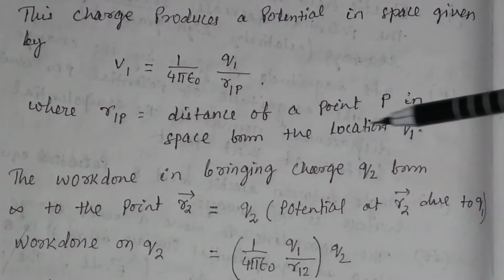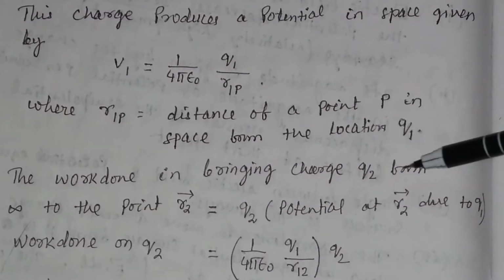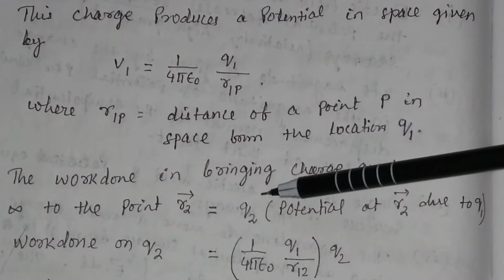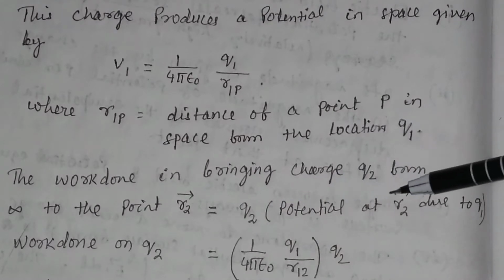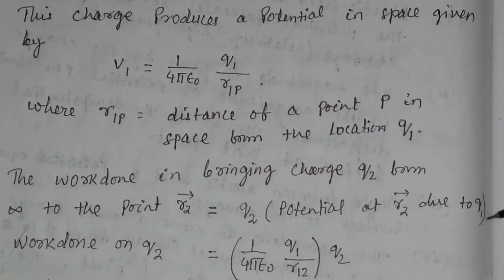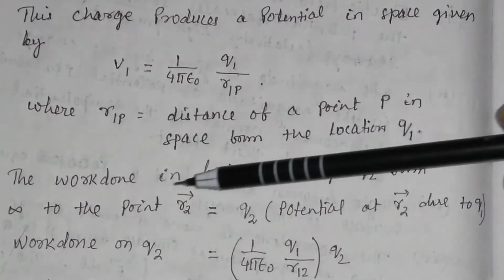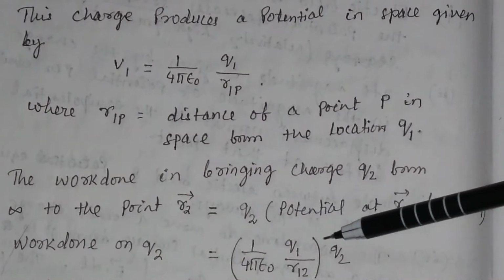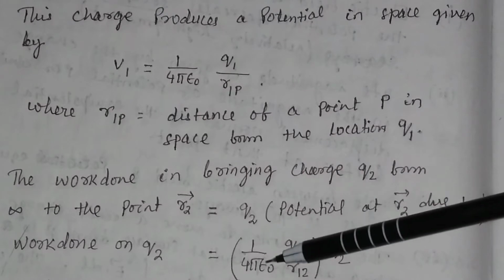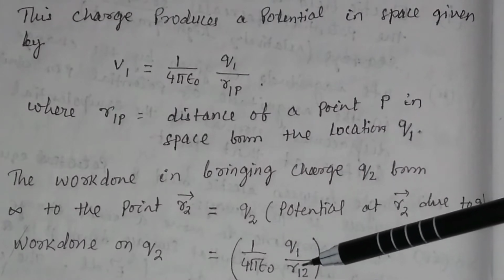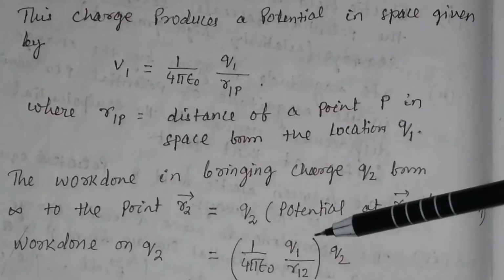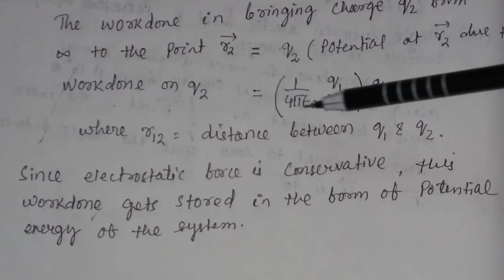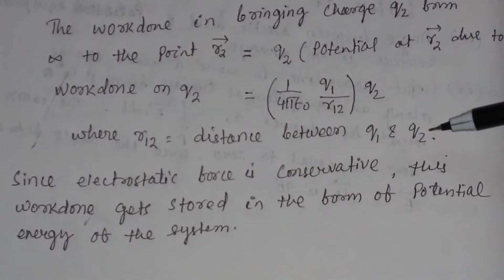q1. The work done in bringing the charge q2 from infinity to the point r2 is equal to the product of charge and the potential at r2 due to the charge q1. So now the work done on the charge q2 will be the potential due to the charge q1, which is 1 by 4 pi epsilon 0 q1 divided by r12, multiplied by the charge q2, where r12 is the distance between the charges q1 and q2.